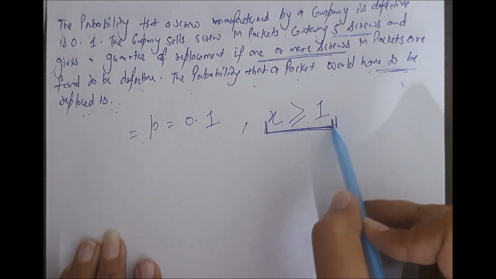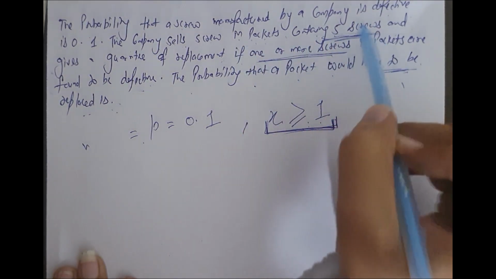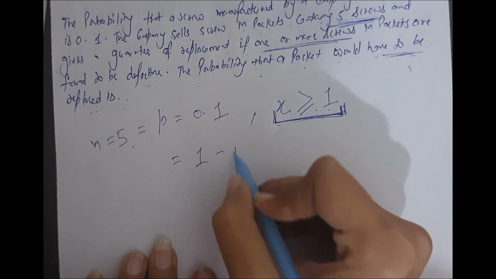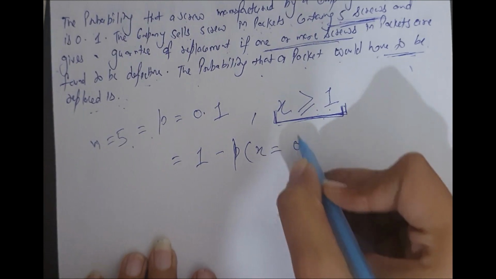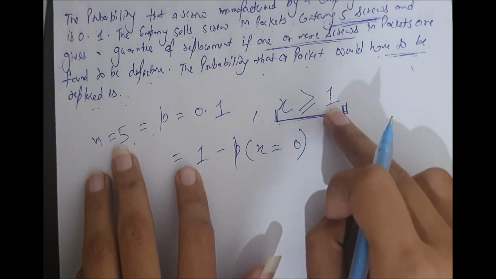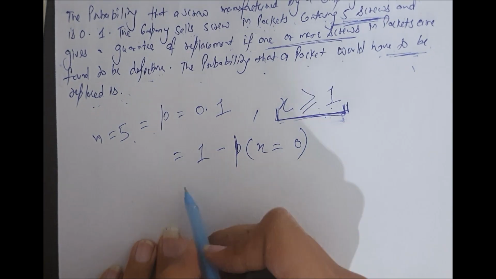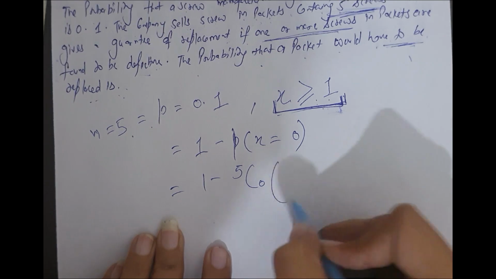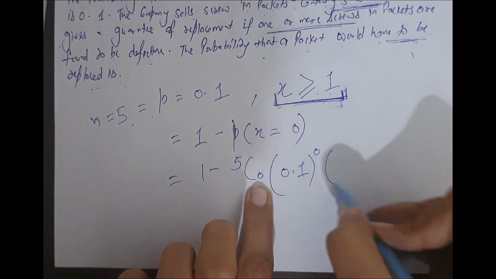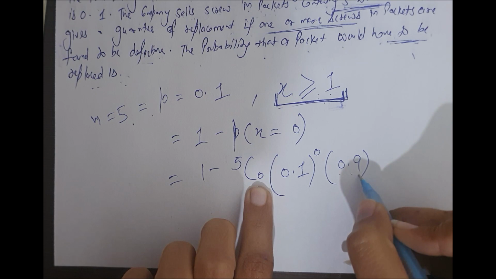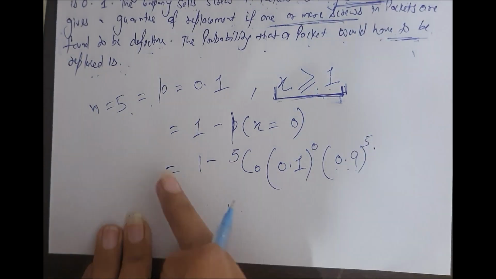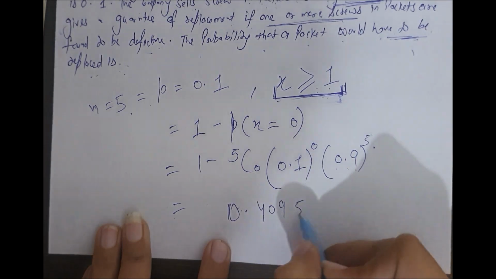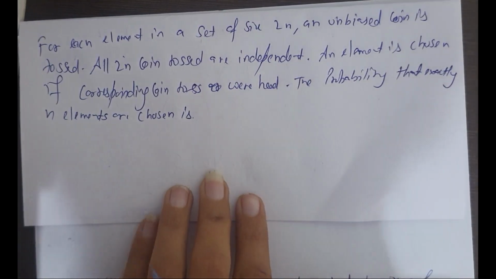If 1 or more would be defective, here the number of screws is 5, so n is 5. So how do we solve it? 1 minus P(X = 0). Because solving for 1 to 5 will be a lengthy process, we will solve this way. n is 5, 5C0, P is 0.1, X is 0, 1 minus P is 0.9, 5 minus 0 is 5. To solve this, the answer will come out to be 0.4095. This is the answer. This is also a great question.